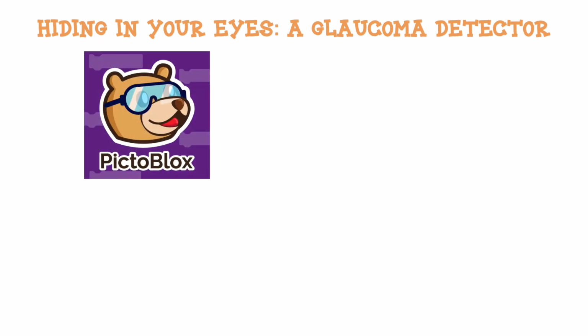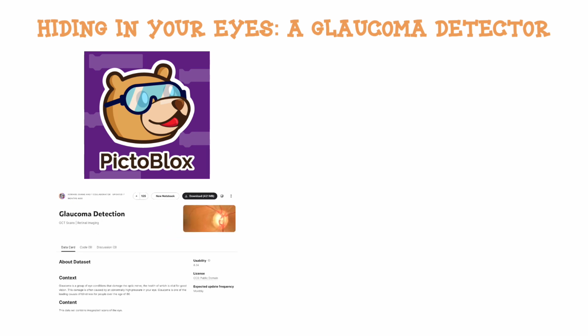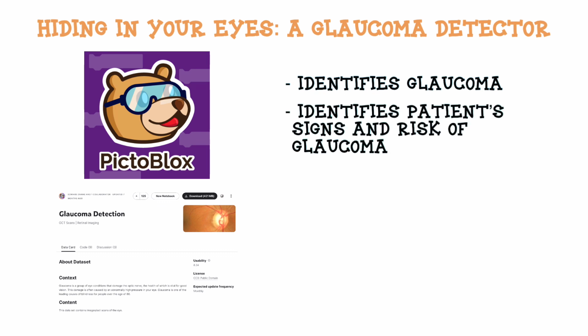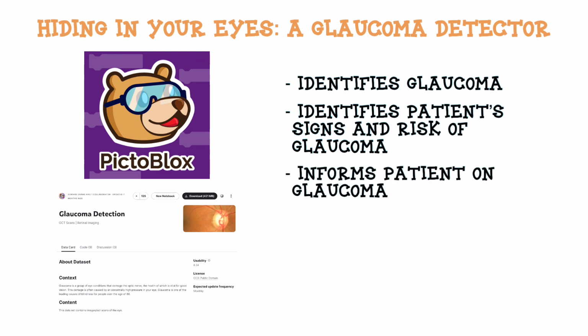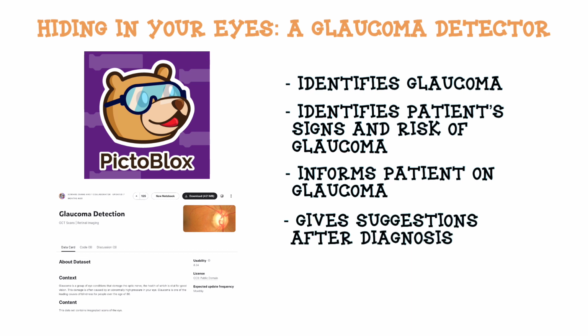Through our project, Hiding in Your Eyes, a glaucoma detector, we have used machine learning made available by PictoBlocks to analyze images of eye scans. These eye scans were provided by Edward Jiang on Kaggle and show healthy eyes along with eyes with glaucoma. So, using our program, we would like to use these scans to identify if a person has glaucoma or not. Besides this, we also ask about signs or risks of glaucoma that could be found in the patient. There is also information provided that could help educate the patient on glaucoma and what to do if they are diagnosed with glaucoma by the app.